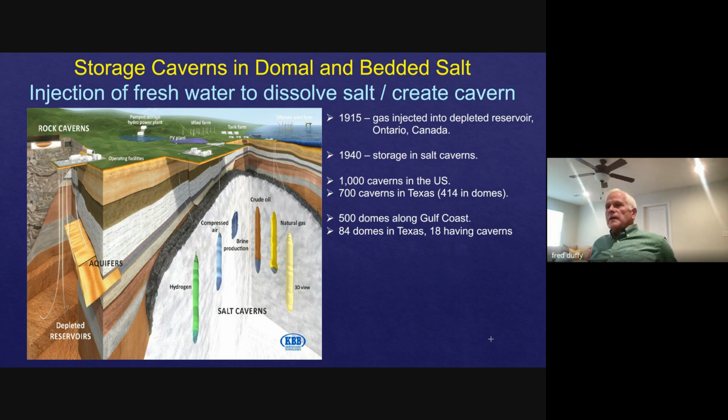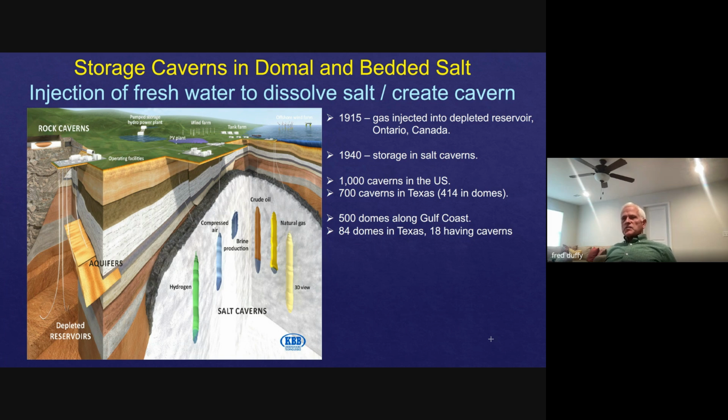So in the 1940s, there were storage caverns that were created. There are over 1,000 caverns in the United States. The majority of them, 700 of these caverns, are in Texas. Of the 700 caverns, the majority of them, 414, are drilled and created in salt domes. And those salt domes are usually located along the Gulf Coast of Texas onshore. The bedded salt caverns in Texas are found in West Texas. There are approximately 500 domes along the Gulf Coast. 84 domes are in Texas, and this is all onshore.